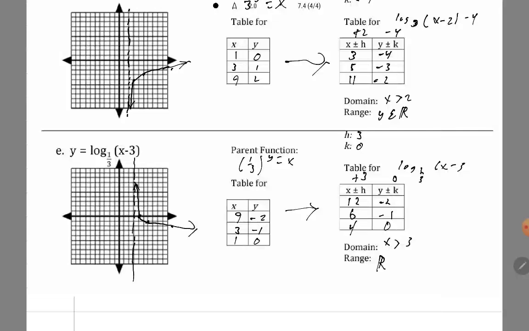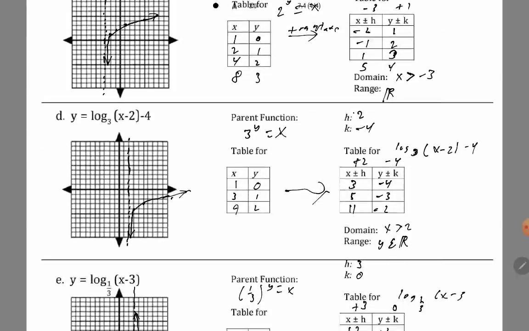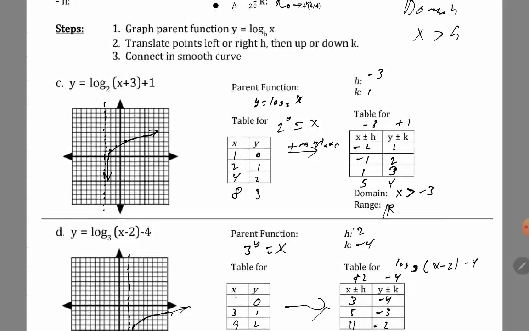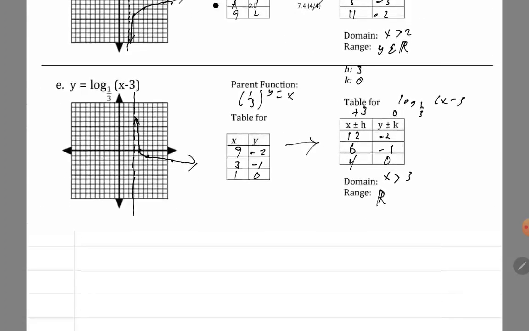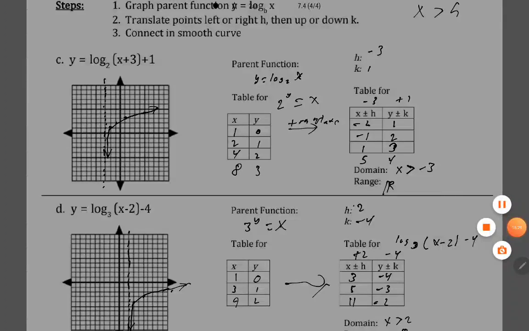Alright. Hopefully this helps you out with graphing these. And I didn't even use a calculator whatsoever. And I will expect you not to use your calculator as well, unless we have a crazy base, which, like e, you'll now learn and you're going to have to use a calculator. Alright. And that is it for 7.4.